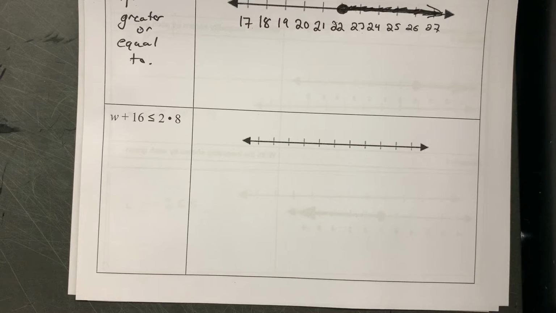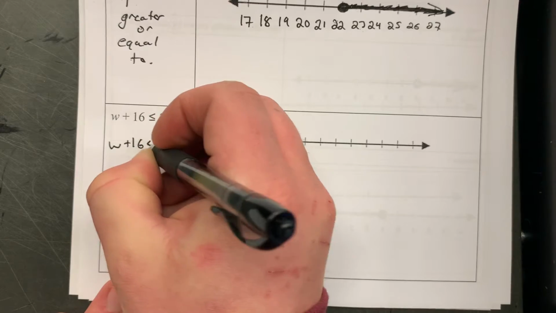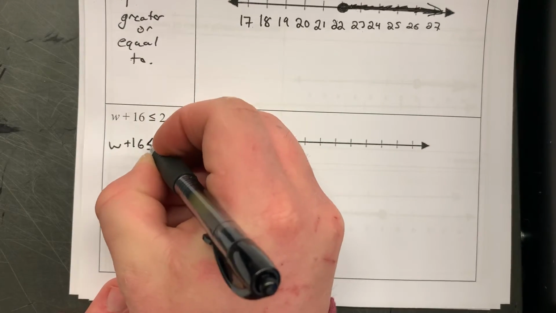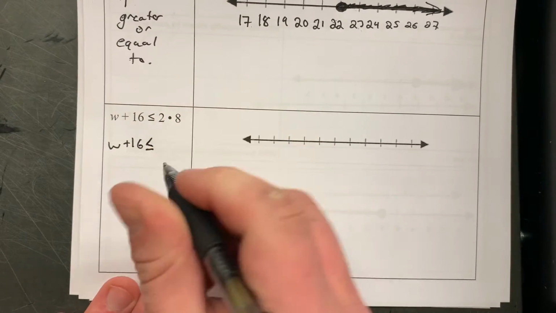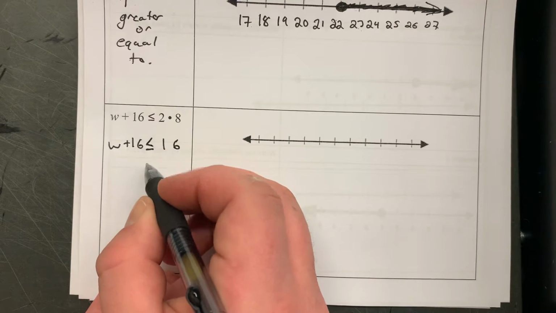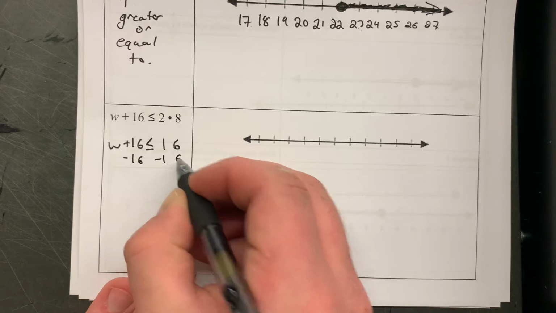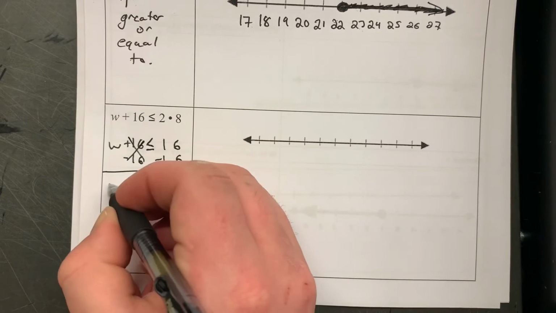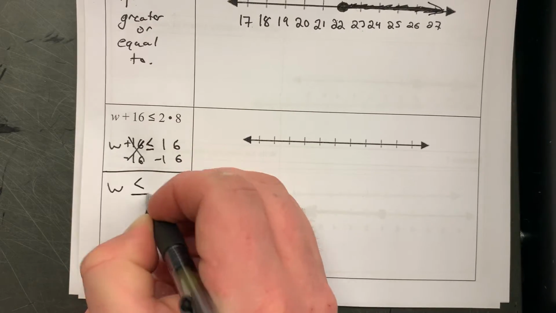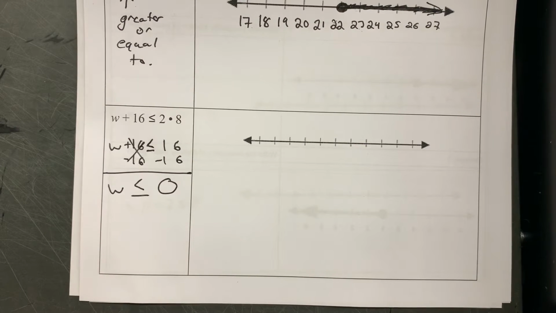I have things going on both sides of my equation. I'm going to get rid of that multiplication right off the bat. That way I just know what it is on that side. W plus 16 is less than or equal to 2 times 8. 2 times 8 is 16. W plus 16 is less than or equal to 16. I need to get rid of the 16 next to the W, so that way the W is all by itself. W is less than or equal to 0. And this is important when we have 0 in this because we still need to include 0.